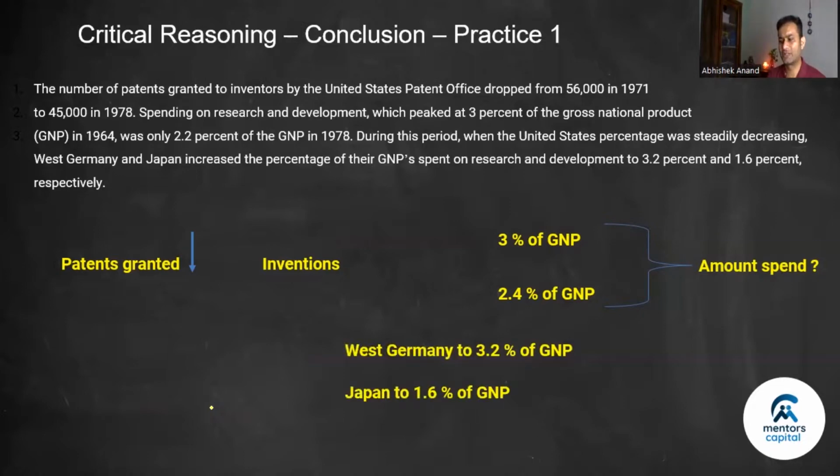The next piece of information that we've been given is that West Germany has increased to 3.2% of GNP and Japan has increased to 1.6% of GNP. So who is spending more? Again, we cannot say because we don't know this GNP. So we cannot conclude about who's spending the max.